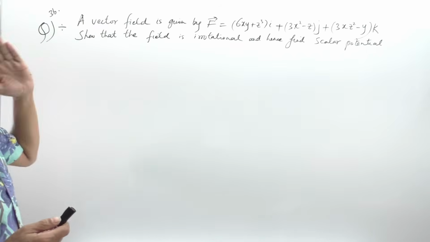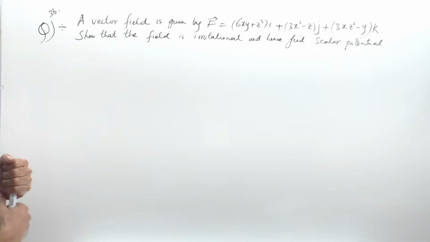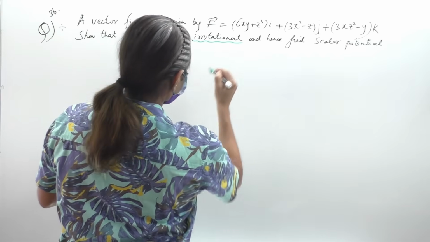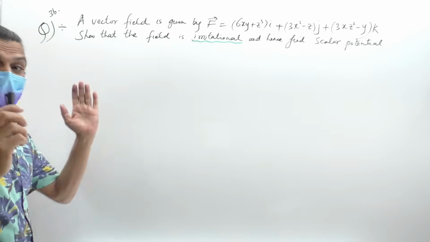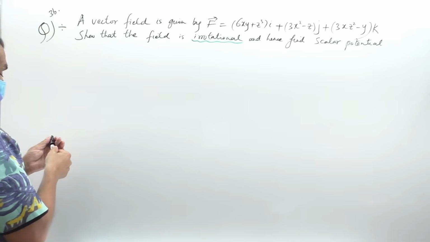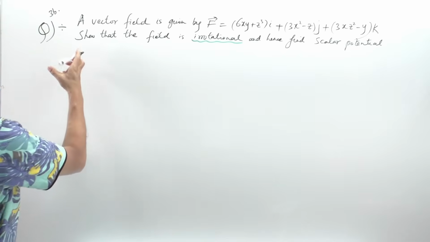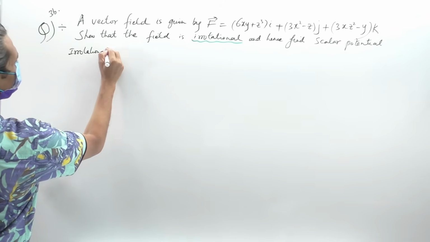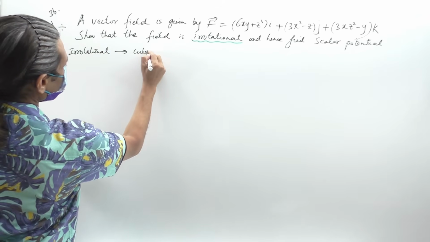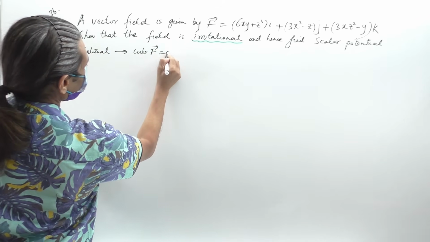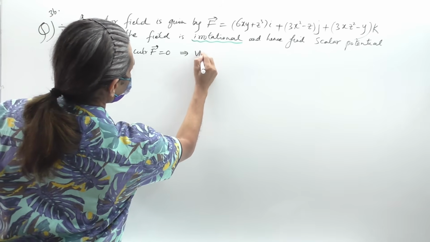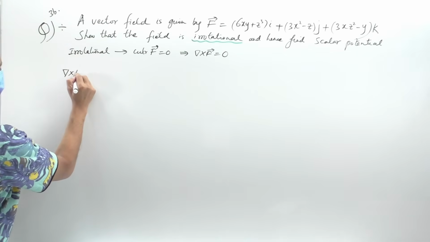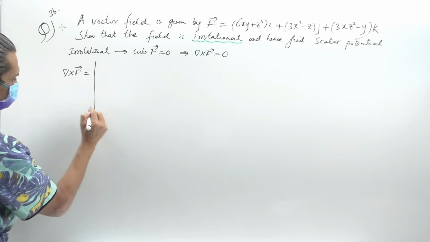So the condition for a vector field to be irrotational is: irrotational means del cross F is equal to 0, that is curl is equal to 0. So write down here, irrotational means curl of F equal to 0. That implies del cross F is equal to 0.